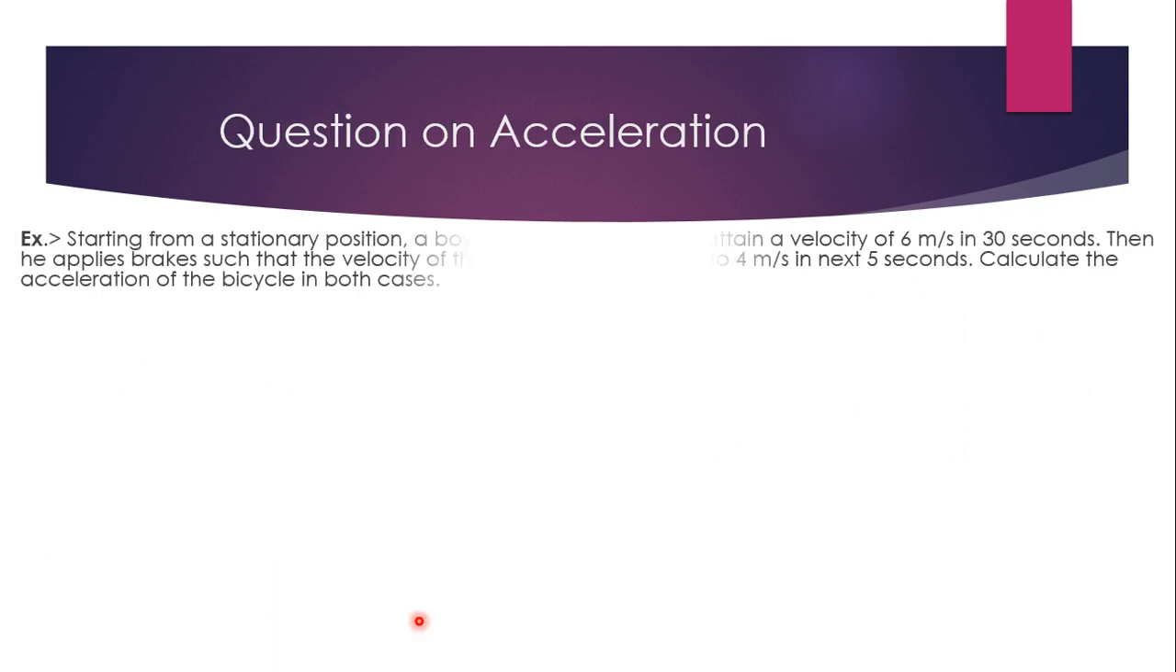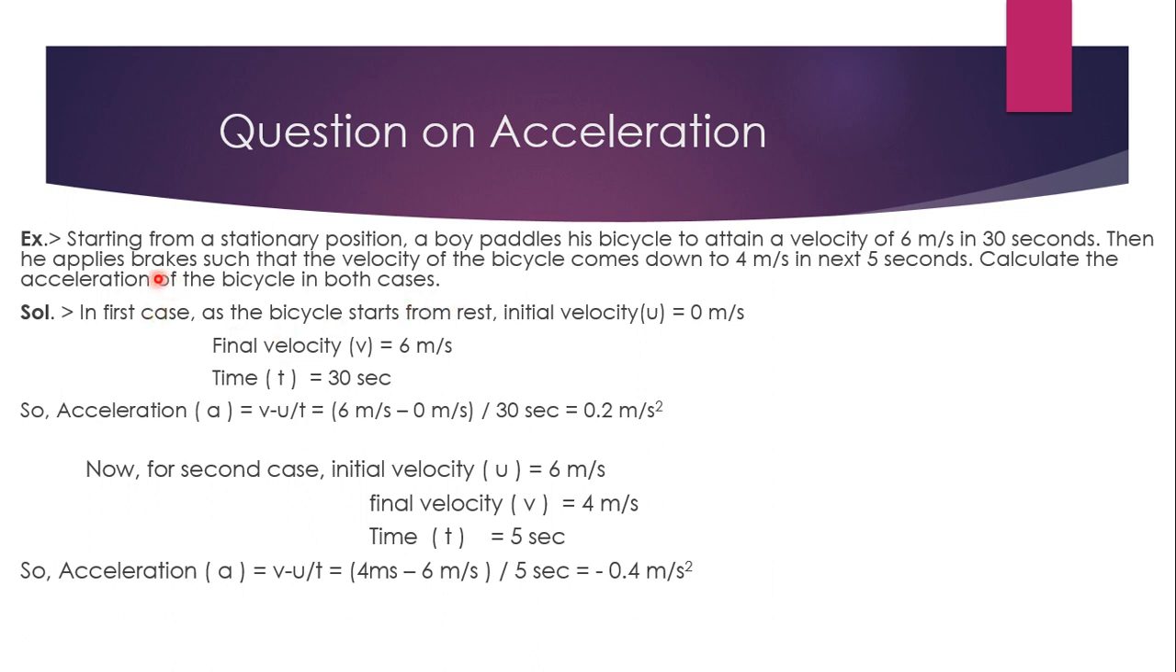Now let us try to solve one question on acceleration. Starting from a stationary position, a boy paddles his bicycle to attain a velocity of 6 meter per second in 30 seconds. Then he applies brakes such that the velocity of the bicycle comes down to 4 meter per second in next 5 seconds. Calculate the acceleration of the bicycle in both cases. So there are two cases here. In the first case, the boy starts from a stationary position and then reaches a velocity of 6 meter per second in 30 seconds.